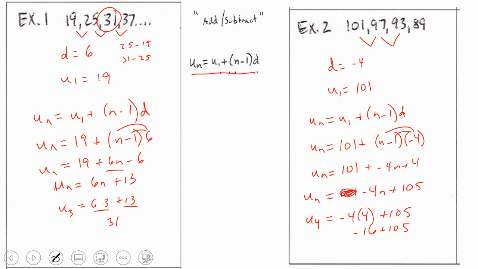Arithmetic sequence means it is going up or down by the same amount. You can list the terms out to find terms, but if we wanted to find like the 100th term, we wouldn't want to list it all out. We would want to use our formula. So if we were finding the 100th term, we just would plug in 100 for n. So for that one, it would be -4 times 100 plus 105. That's way easier than listing everything out.